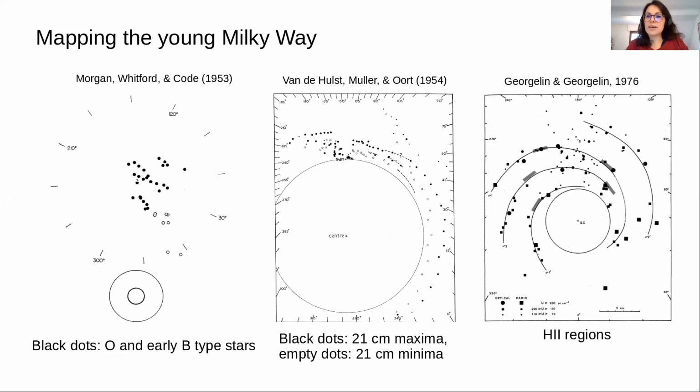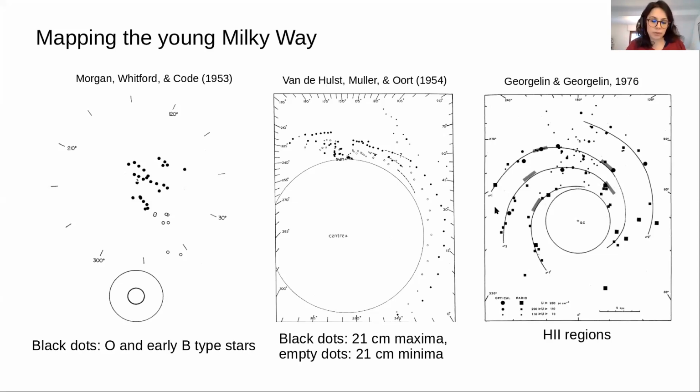The fact that the Milky Way has spiral arms, and has 4 spiral arms, was first proposed by Georgelin and Georgelin in 1976. They studied H II regions. H II regions are usually related to star formation, to massive star formation. And again, they fitted the distribution of H II regions in the plane and proposed for the first time that indeed the Milky Way seemed to have 4 main arms.